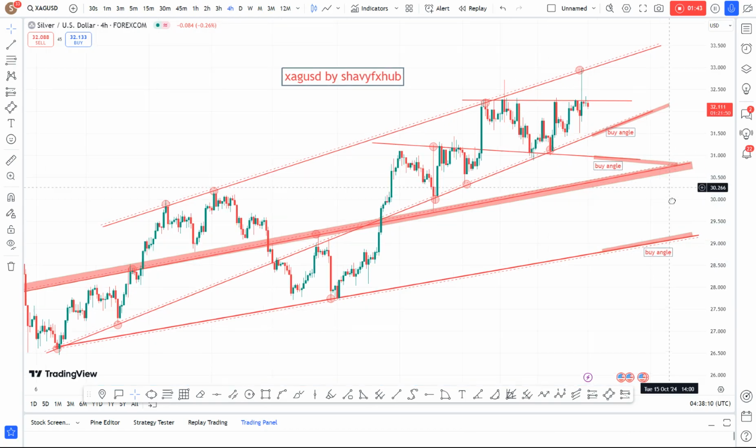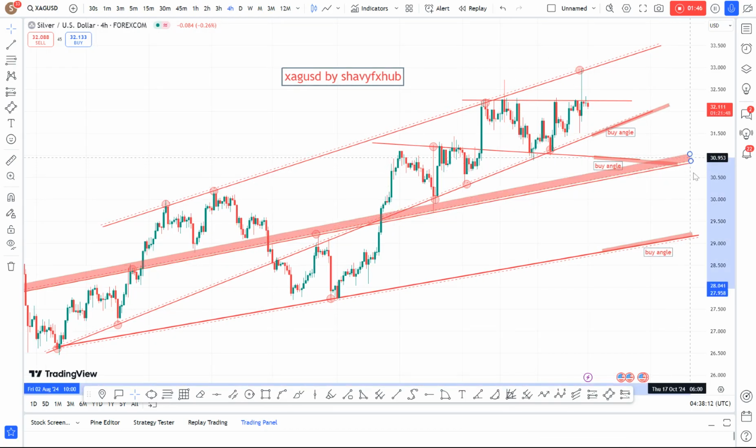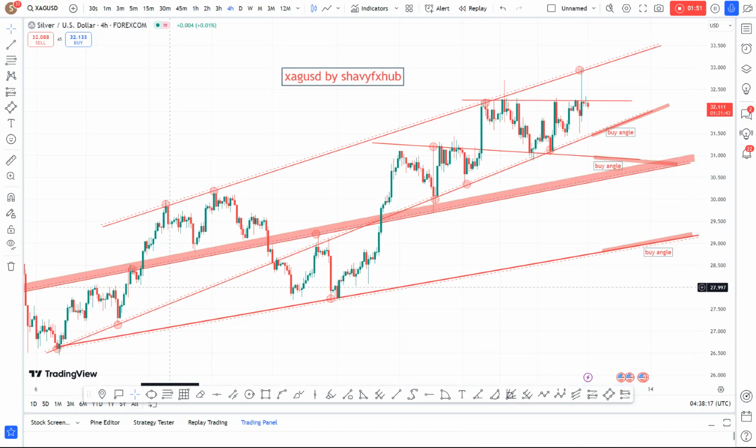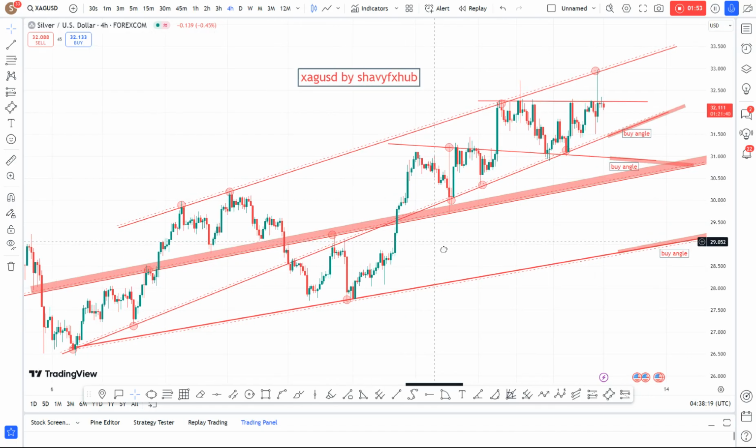We want to see price return back into the zone. So these are buying zones. We want to see price return into the zone. We have here support structure, break of a support structure, retest, breakout of a resistance structure, retest, retest, break of a support structure, retest, break of a resistance structure, retest. I want price to return into this box for a buy.